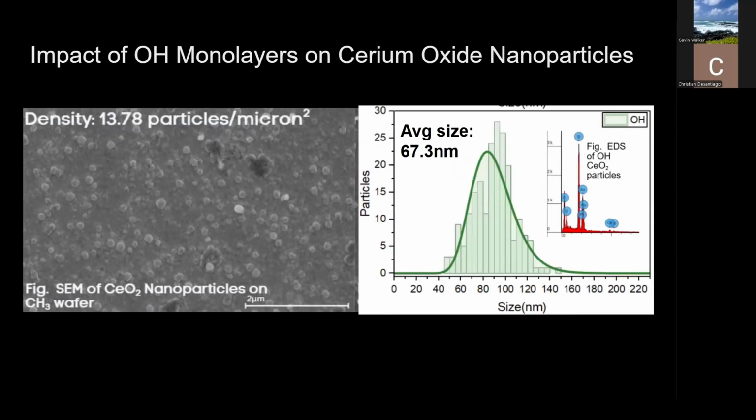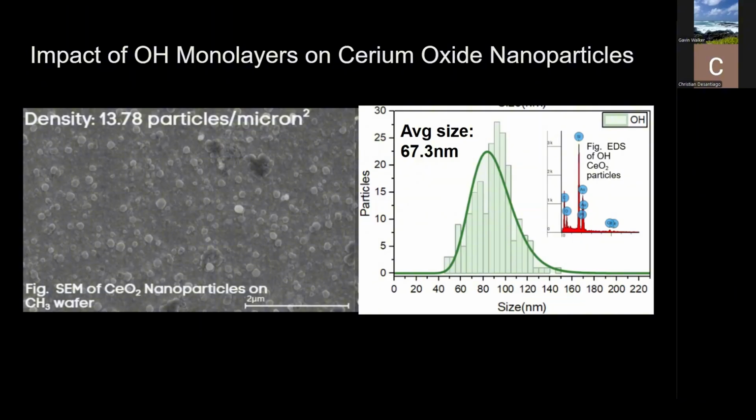The OH functionalized wafer produced the smallest particles of about 67.3 nanometers with a relatively narrow size distribution. The hydrophilic OH groups likely promote interactions with hydrated cerium precursor, which increases the nucleation rate and produces a more uniform particle population. Despite this, the particle density is only about 14 particles per micron squared, likely because precursor ions must first displace the strongly bound hydration layer before adsorption.